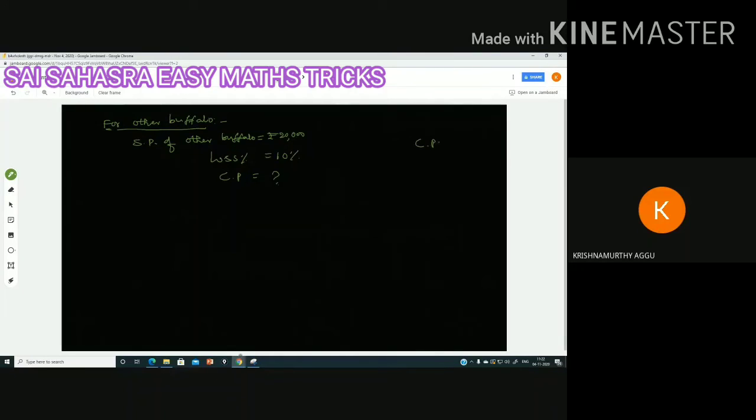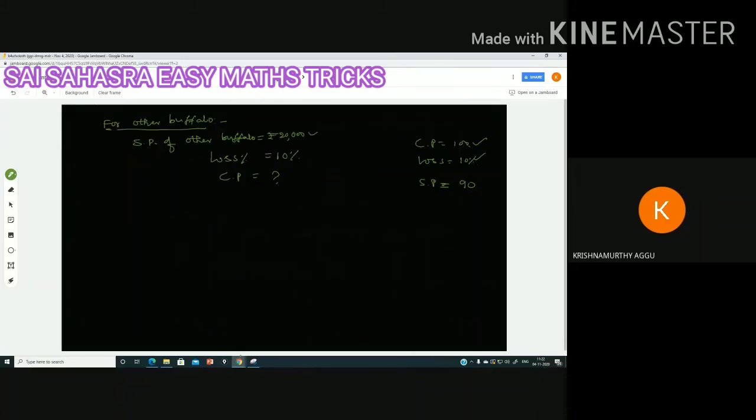If you are treating the cost price as 100, then the loss is 10 percent. Then what is the selling price? Easily we can tell that for 100 rupees, 10 rupees loss. 10% means 10 out of 100. So the selling price will be 90 only. Selling price will be 90 as per our calculation.